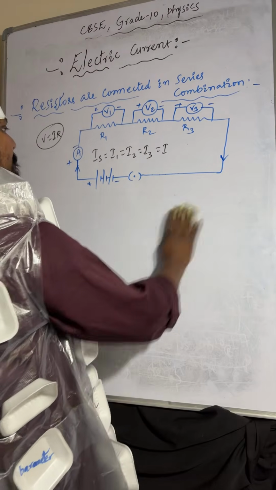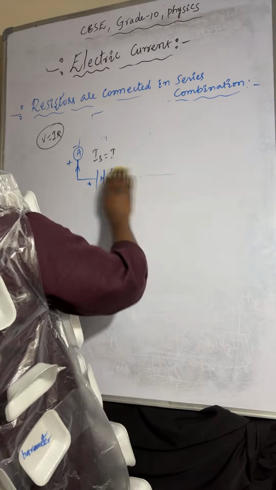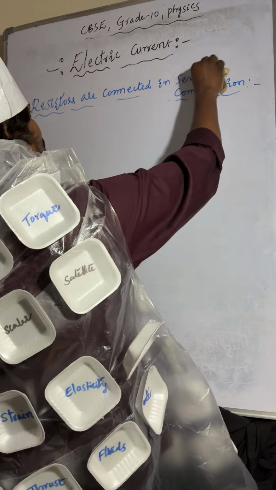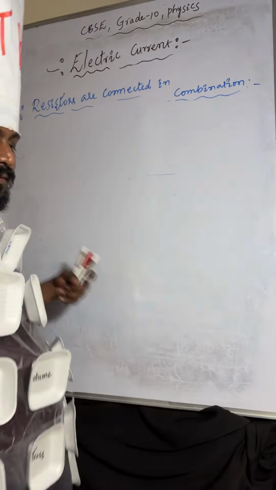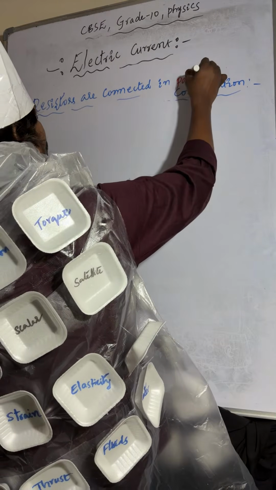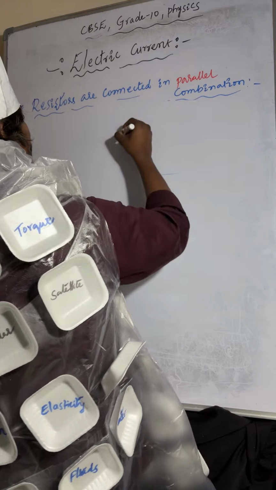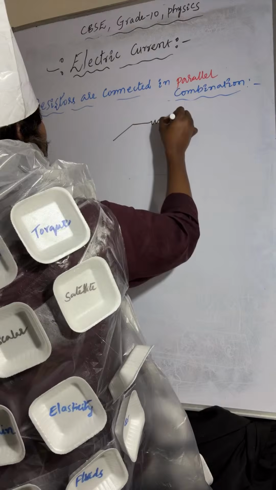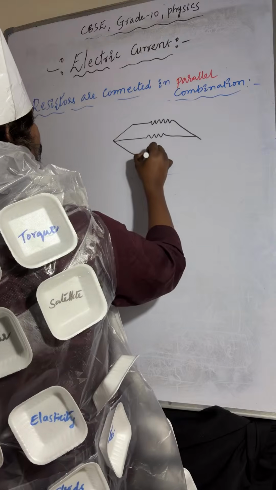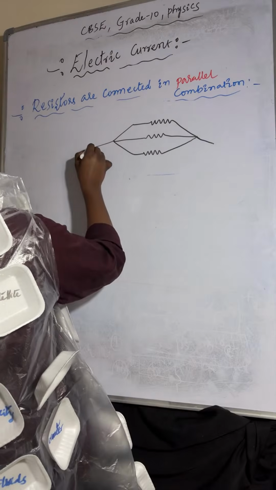Resistors are connected in parallel combination. Based on this one, we'll do problems. Resistors are connected in parallel combination. So here you can observe. I'm connecting like this: R1, R2, R3.